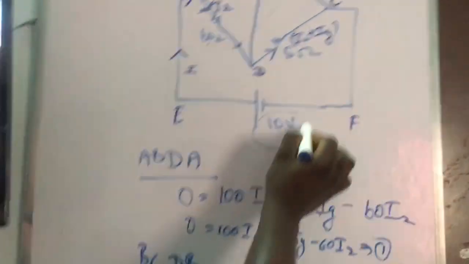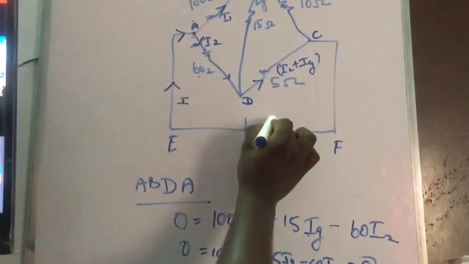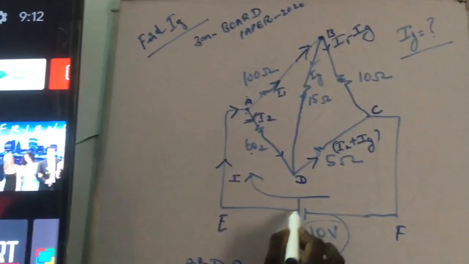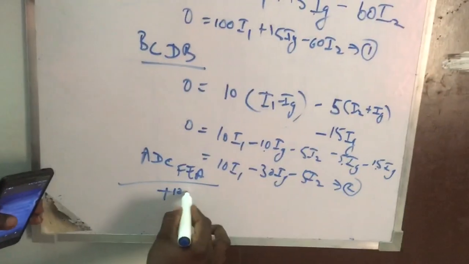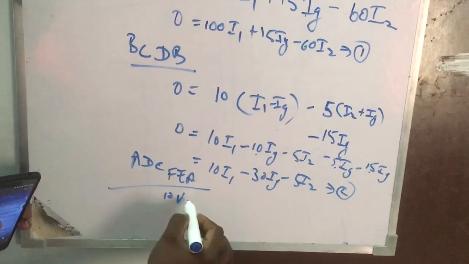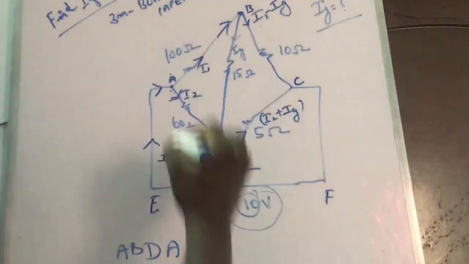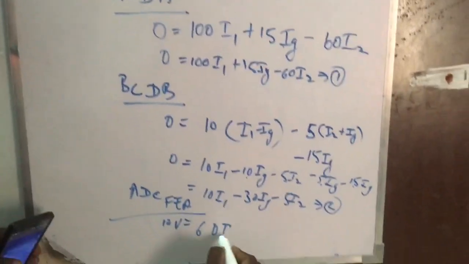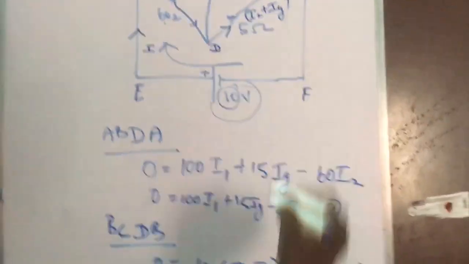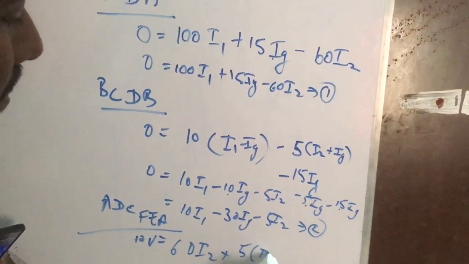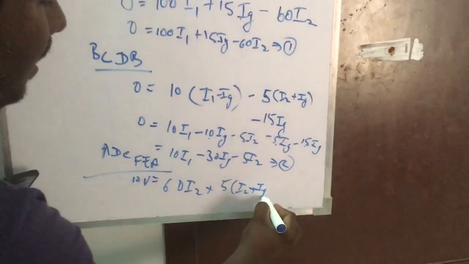What is the voltage source value? 10 volt. Always, when you see the current is clockwise like that, the leaving potential is positive. So I'm going to take it as plus 10 volt. Don't need to put plus, so that is 10 volt. That is equal to 60 I2 plus, the current is clockwise, so I have no problem with that, 5 into I2 plus IG.